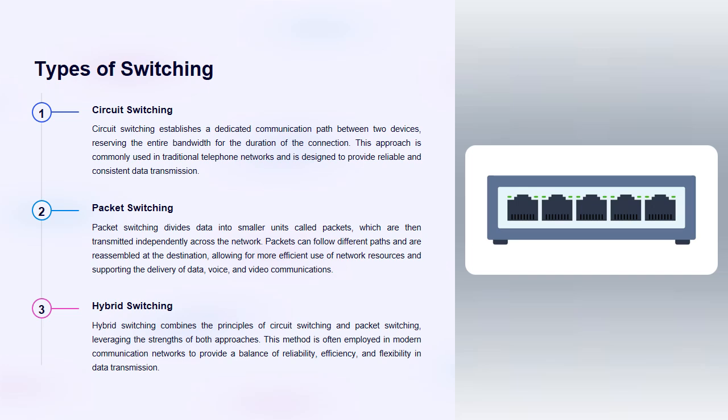And the last one is hybrid switching. Hybrid switching combines the principles of circuit switching and packet switching, leveraging the strengths of both approaches. This method is often employed in modern communication networks to provide a balance of reliability, efficiency and flexibility in data transmission. So these are various types of switching.